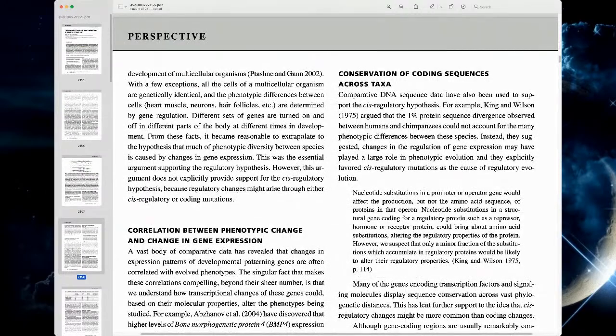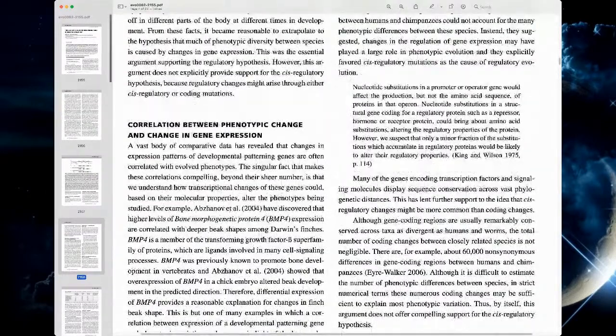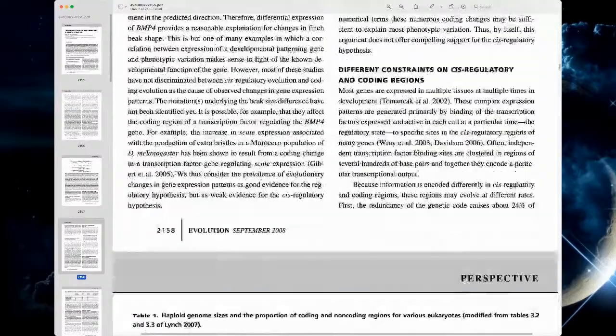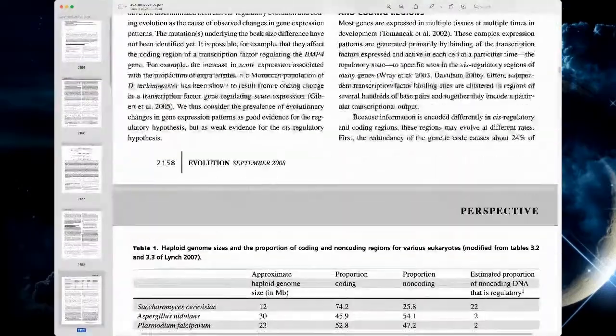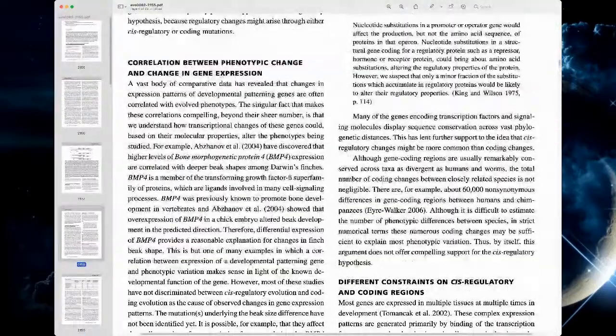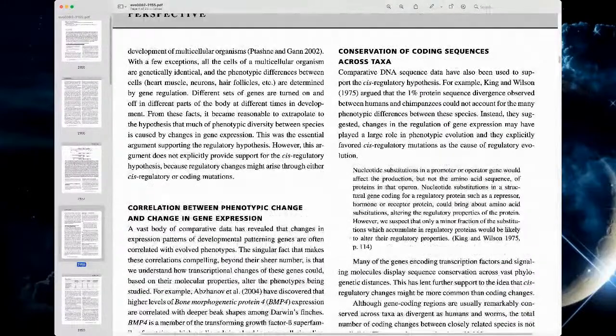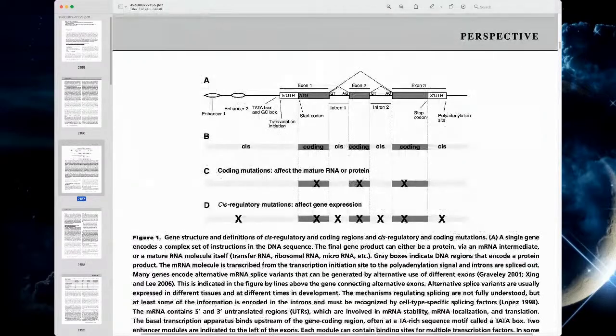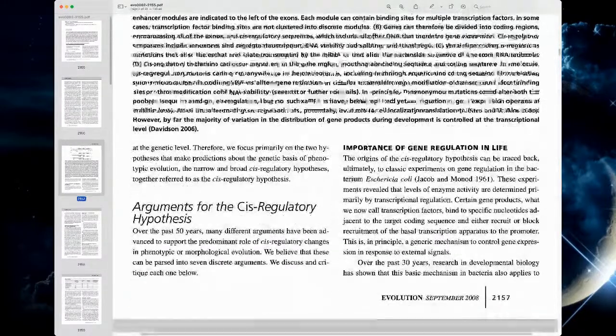And let's see, conservation of coding. Where was I? I think it was right there. Was that right there? Or that's where you left off. I'm not entirely sure where I went. Oh no, I was right here. I was at the bottom of the page. Okay.